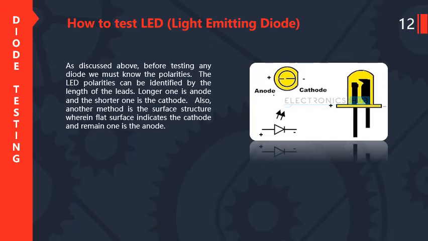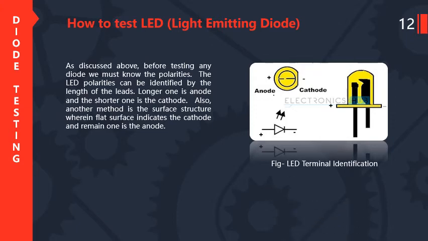As discussed above, before testing any diode, we must know the polarities. The LED polarities can be identified by the length of the leads. The longer one is the anode and the shorter one is the cathode. Also, another method is the surface structure, wherein the flat surface indicates the cathode and the remaining one is the anode. So you can see the diagram.